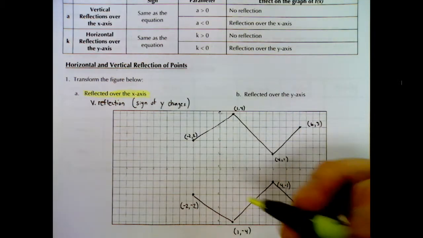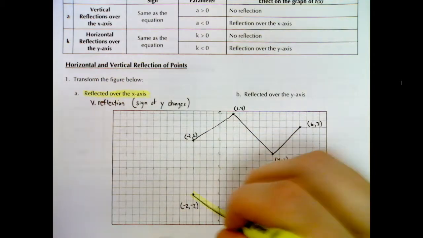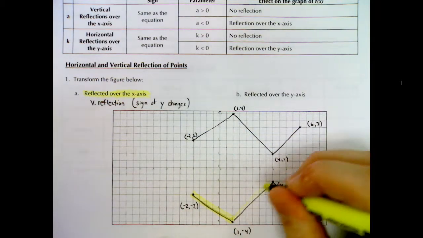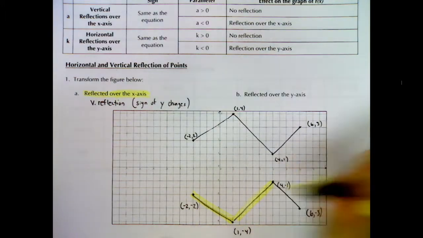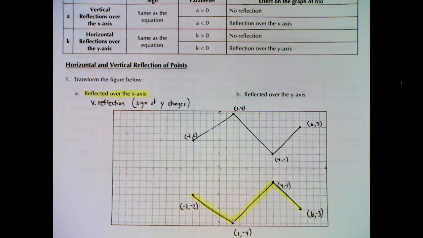I get this graph. And here we go. Oh, my highlighter did die. Damn. Oh, it's still good. All right.